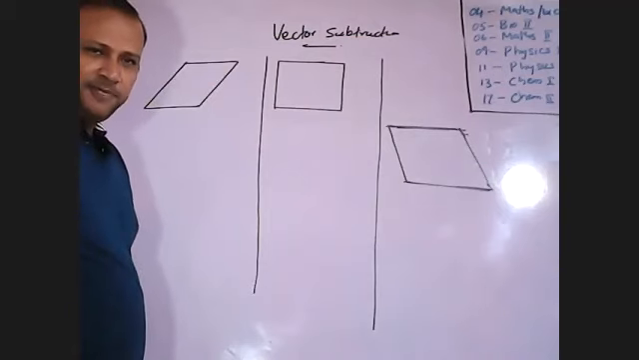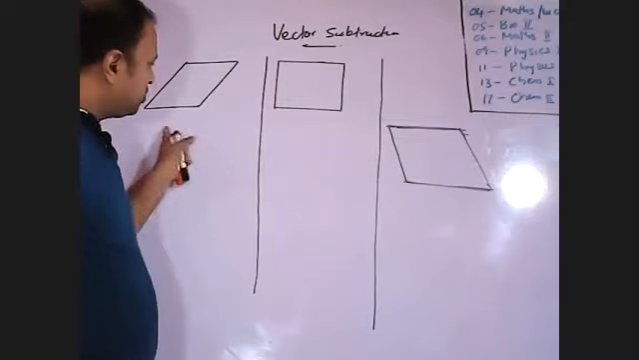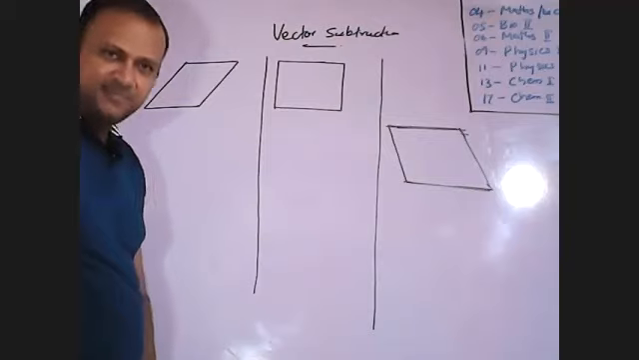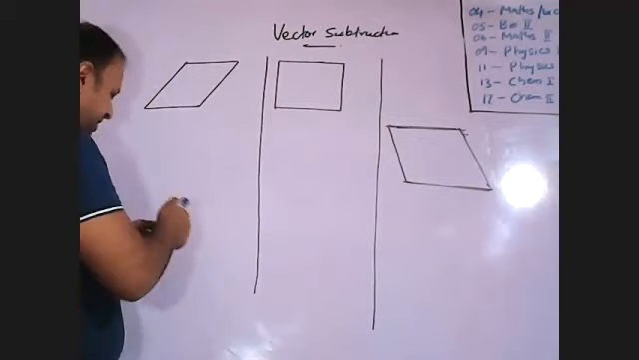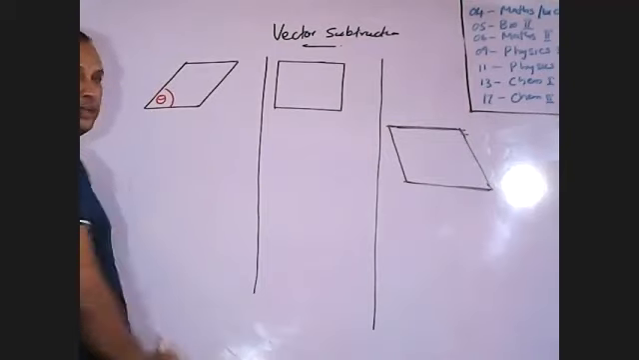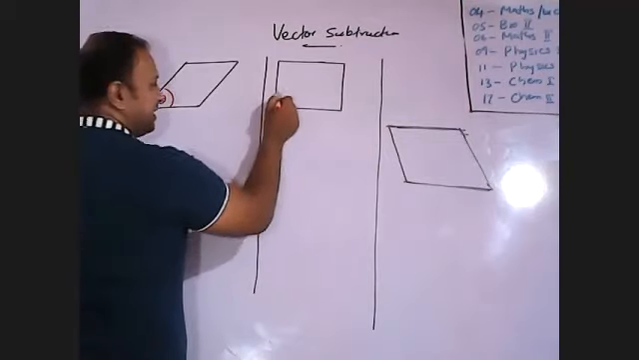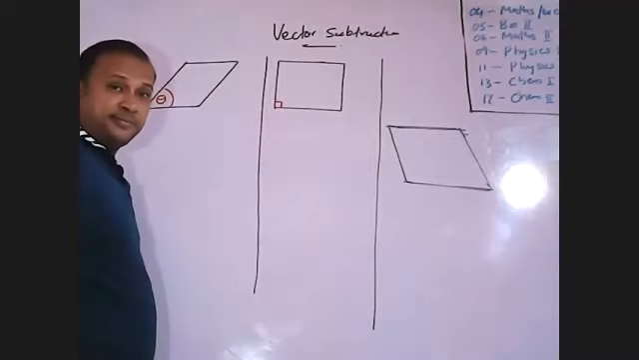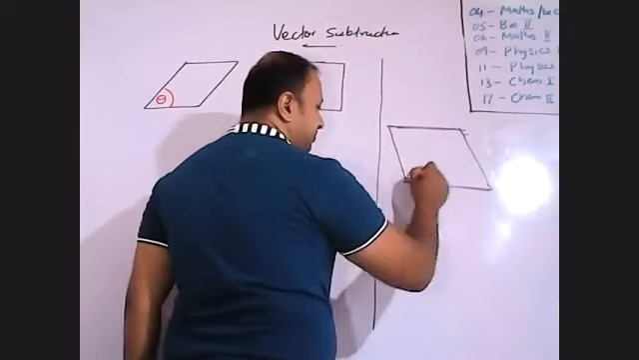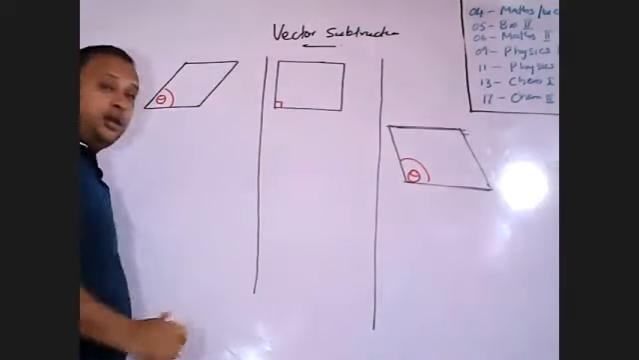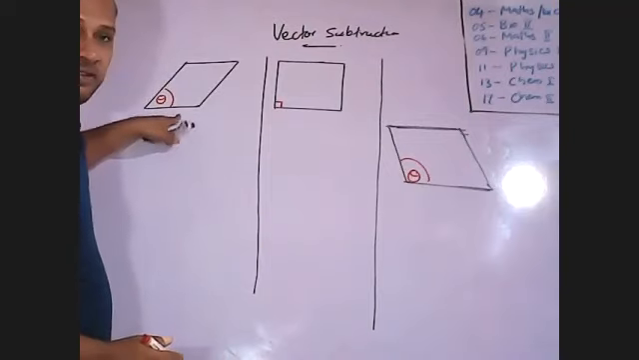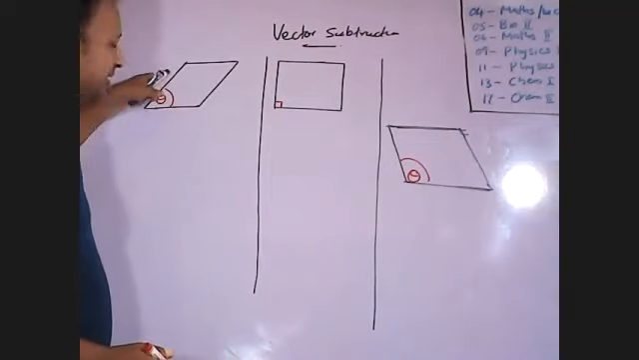So what is the factor that affects those shapes? The angle. Definitely the angle. In this case, this angle is an acute angle. In this case, this angle is equal to 90. This one is an obtuse angle. So the angle between these two sides creates these shapes.